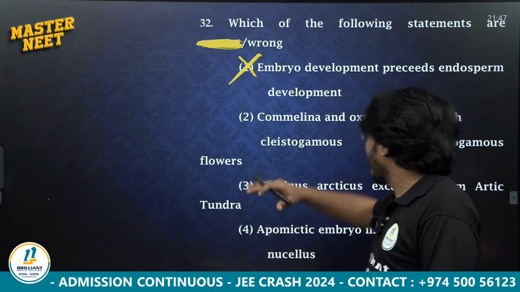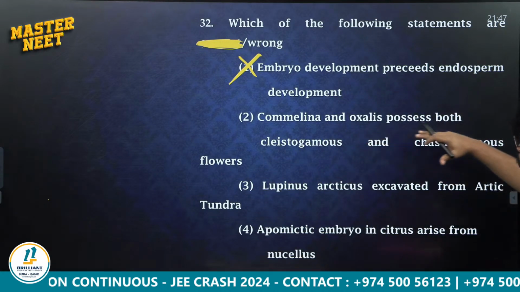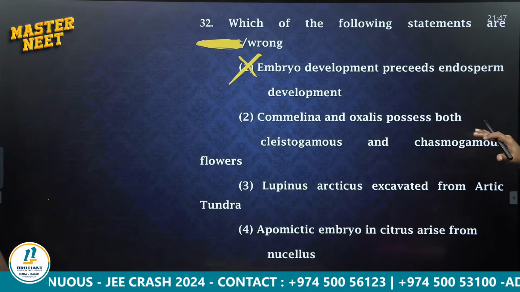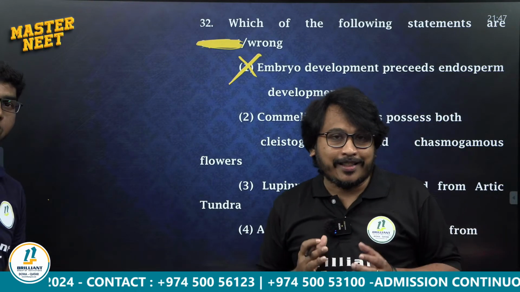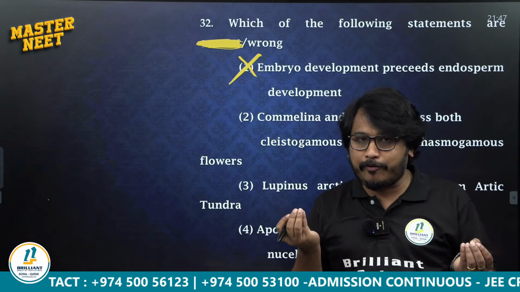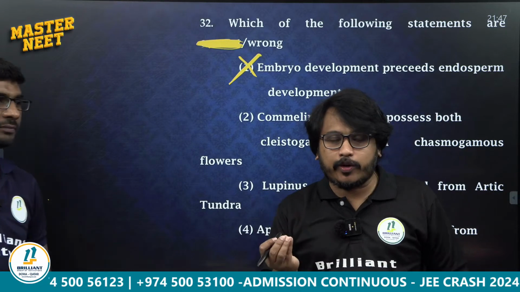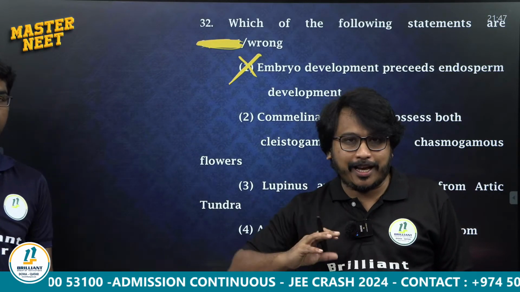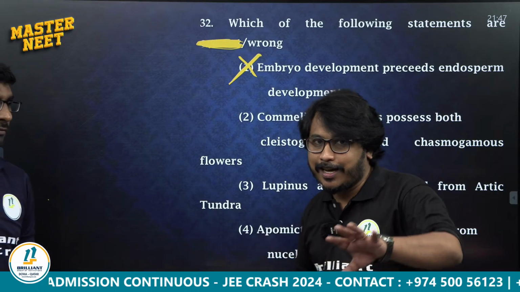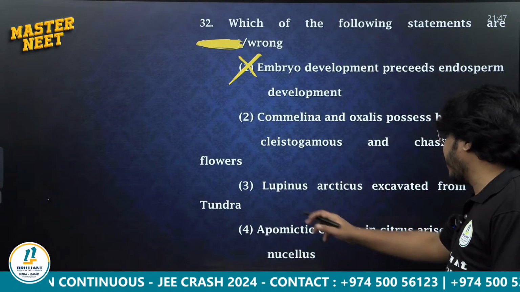Already all have answered, good. Let's check the second one also. Commelina oxalis possess both cleistogamous and chasmogamous flowers. That is also correct. They have both open and closed type of flowers. In that, remember, cleistogamous flowers are invariably autogamous. They cannot undergo any other type of pollination. They are invariably self-pollinated.